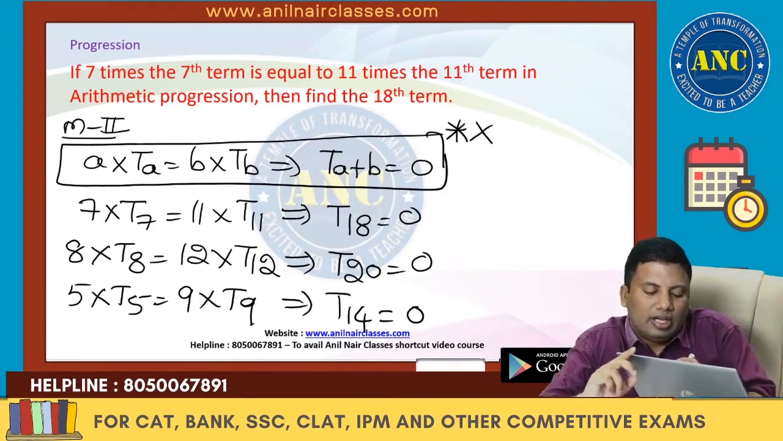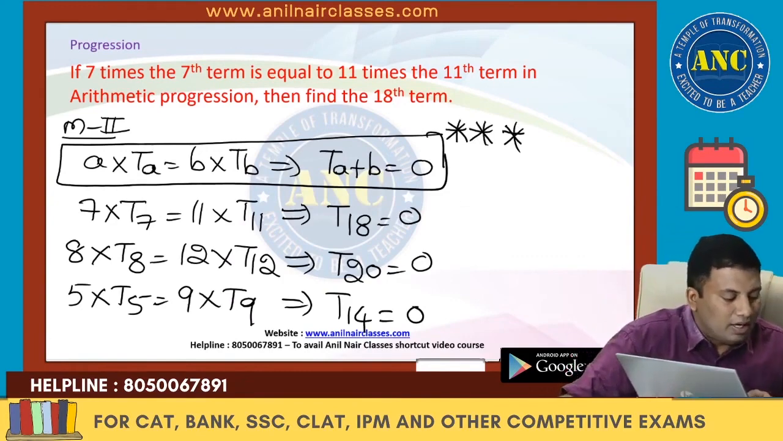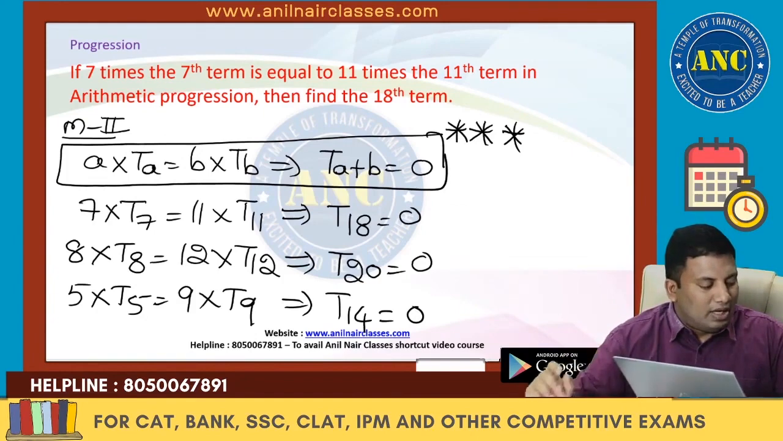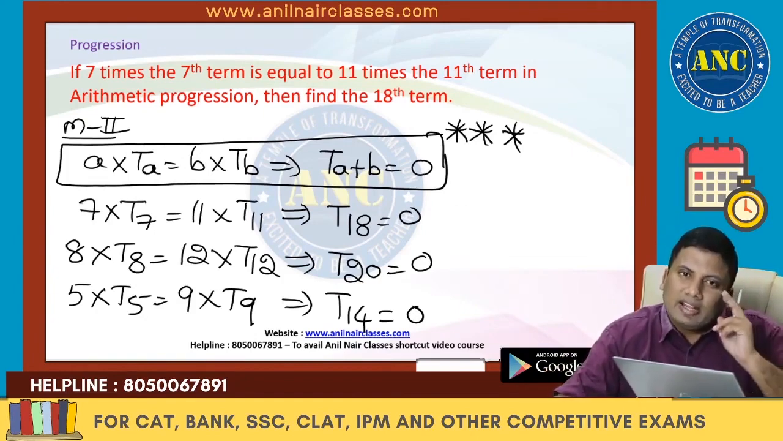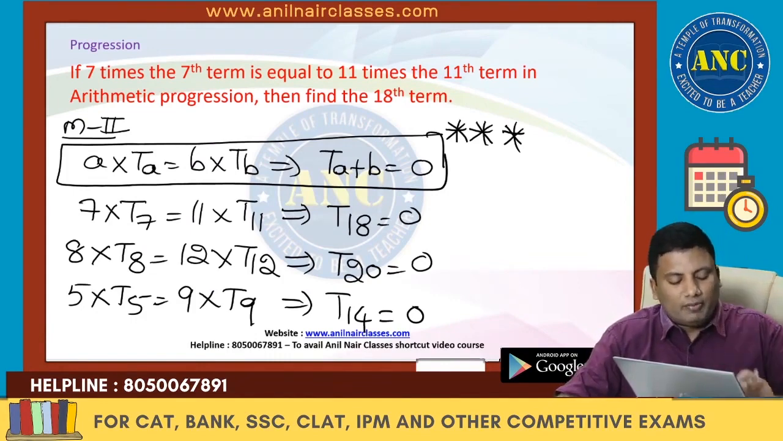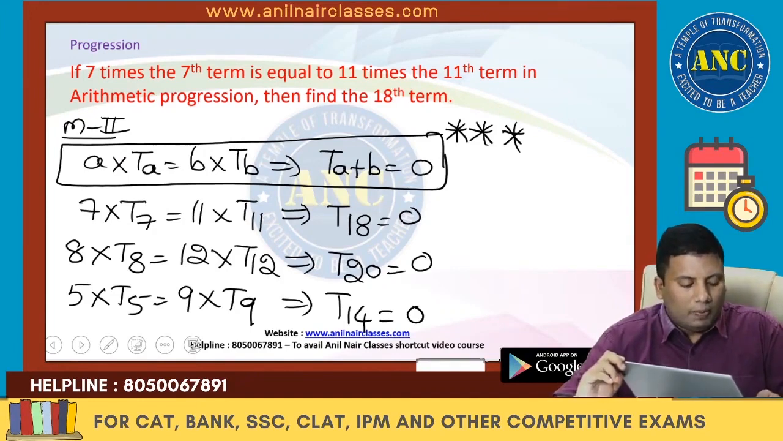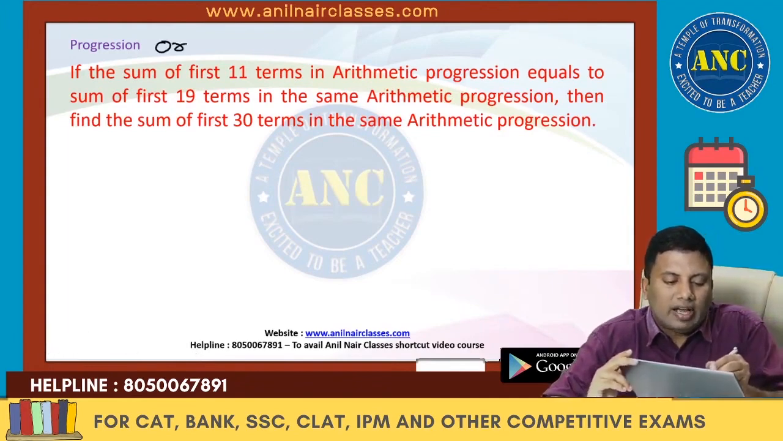A into Ta equivalent to b into Tb, then T of a plus b will always be equivalent to 0. Another question and another learning from this question. I hope it is clear. Kindly reply. Again, it is an original CAT question, sir.